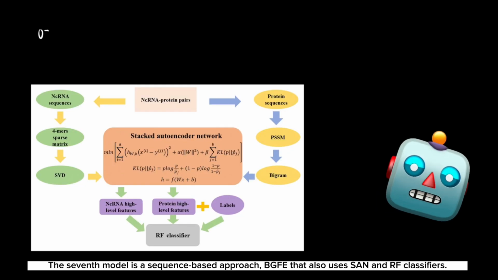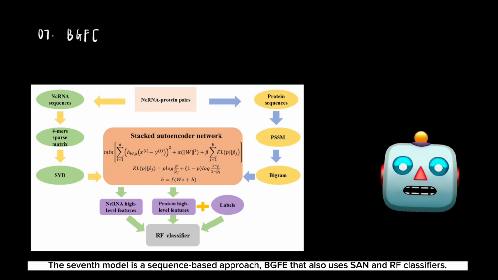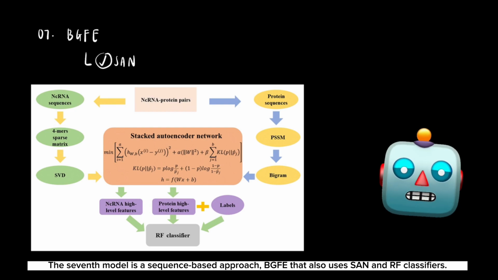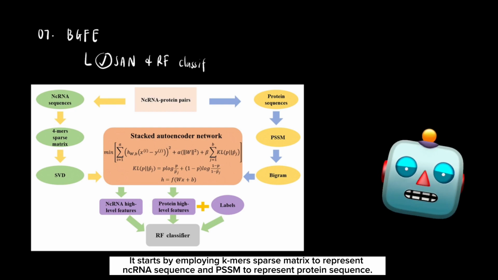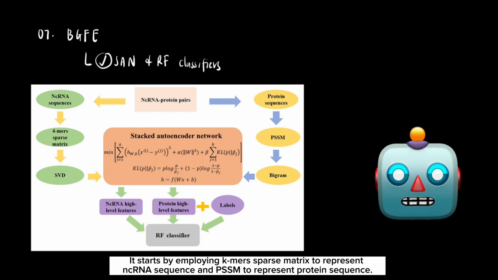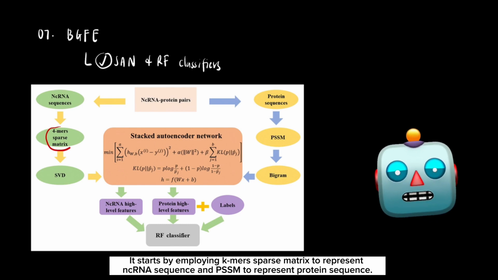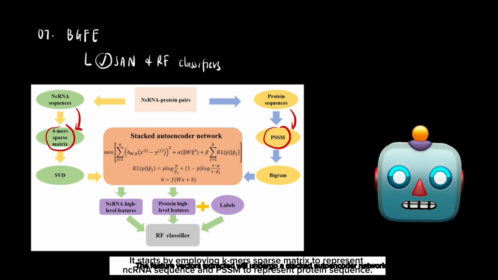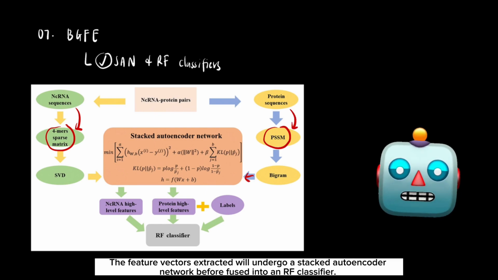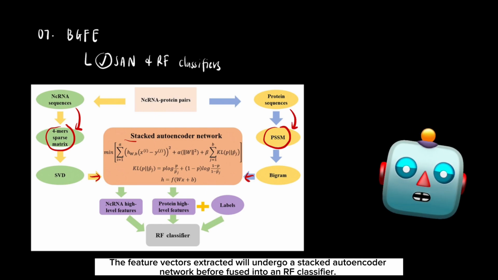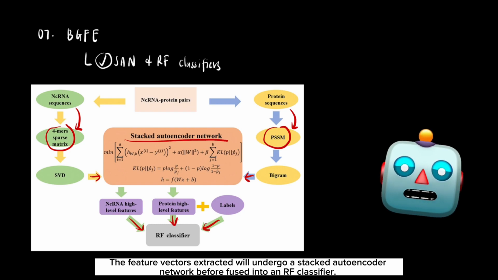The 7th model is a sequence-based approach, BGFE, that also uses SAN and RF classifiers. It starts by employing k-mers sparse matrix to represent ncRNA sequence and PSSM to represent protein sequence. The feature vectors extracted will undergo a stacked autoencoder network before being fused into an RF classifier.